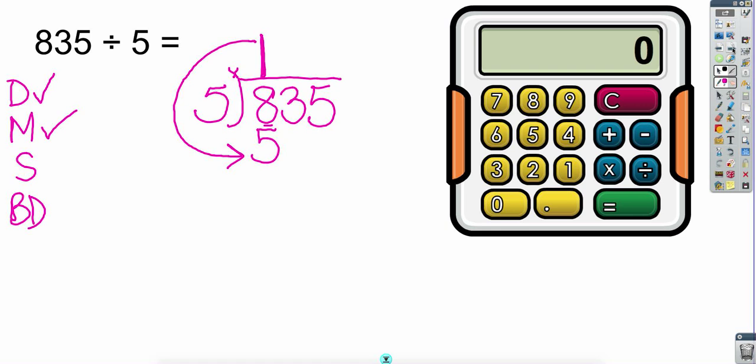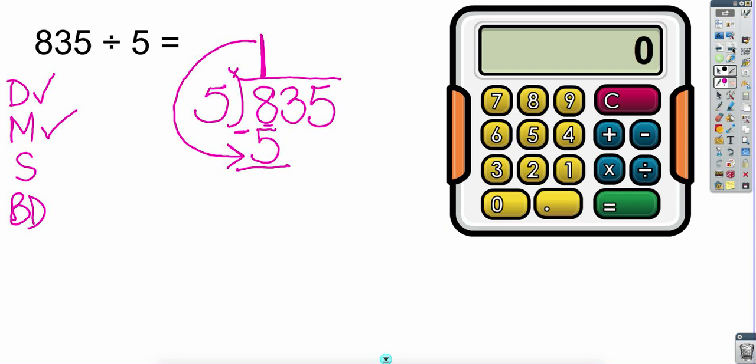Now it says subtract, okay? And when I'm subtracting 8 take away 5. Now, some people say, why did you put the 5 under the 8? The reason why I put the 5 under the 8 when I multiplied is because the question I asked myself before is how many times does 5 go into 8, not into 835.